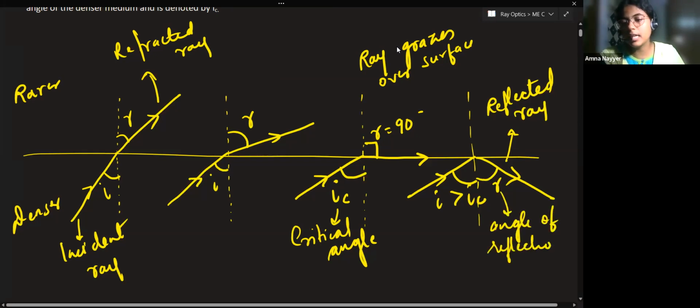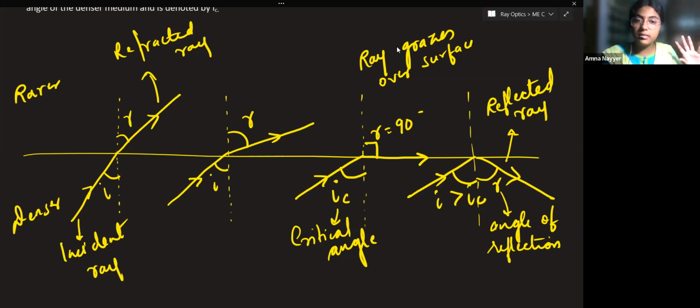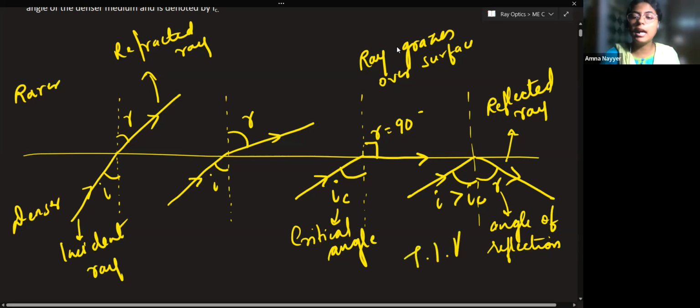This is angle of reflection, and this phenomenon where your incident ray is moving from the denser to rarer medium, your angle of incidence is greater than critical angle, and the refracted ray becomes reflected, is known as total internal reflection. This is what is meant by total internal reflection.